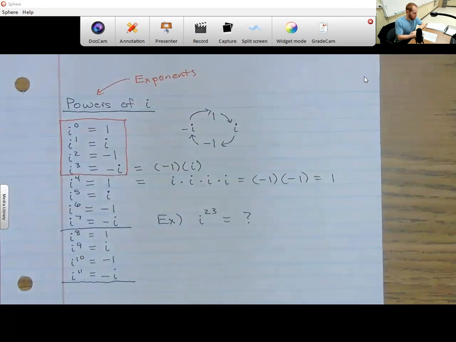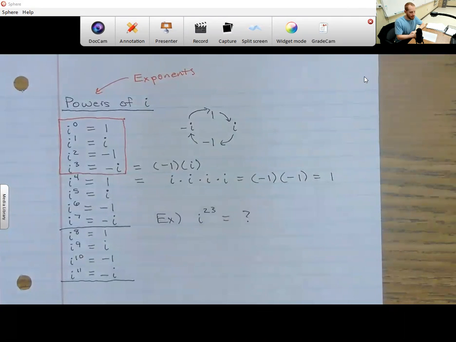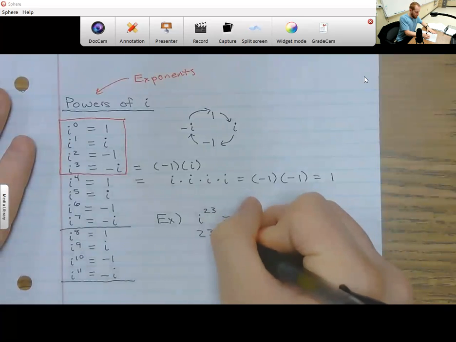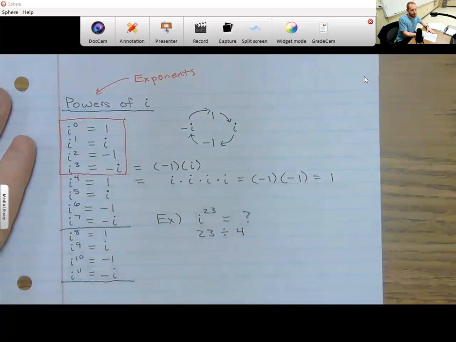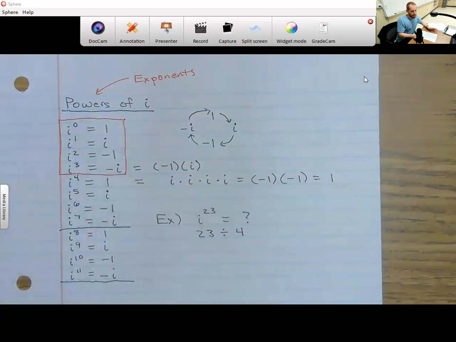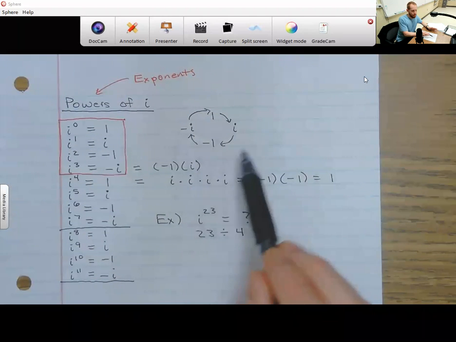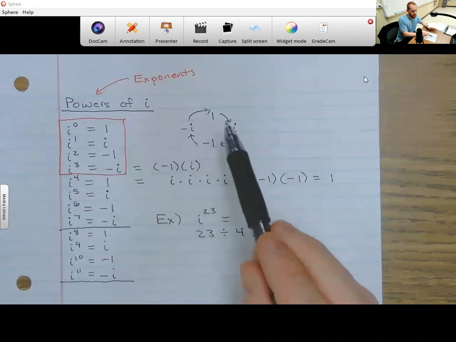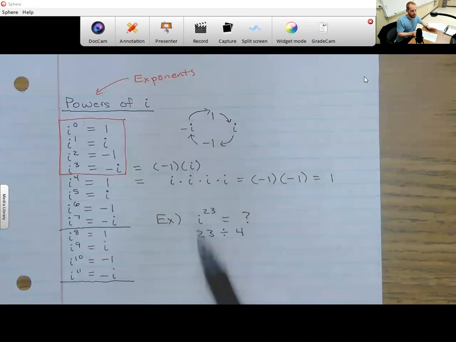You could just do the pattern over here and keep going until you got to i to the 23rd. So you could just do that. What I'm going to do, though, is teach you a shortcut. I always tell the kids to take that exponent that you have and divide it by 4, always. Because we have a 4 repeating pattern, we only have 4 possible answers. It could be 1, i, -1, or -i.